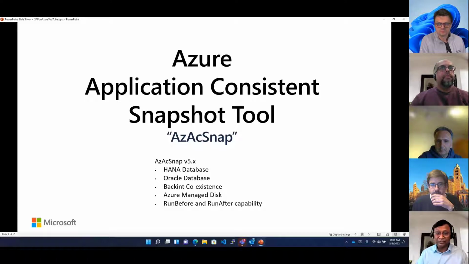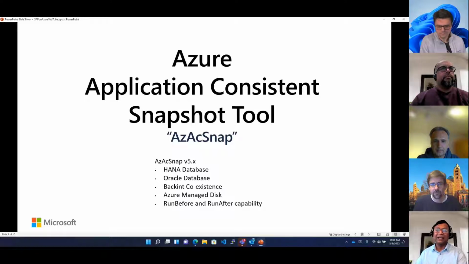This is a first-party solution available in Azure, free of cost. It supports Oracle, and a lot of customers use it today. The same capability was extended to HANA as well. It coexists with your backend. It's in preview to support even managed disk as well. People know that it supports ANF predominantly. Just to repeat, it does support managed disk with the preview product.